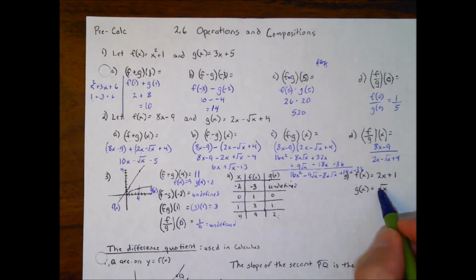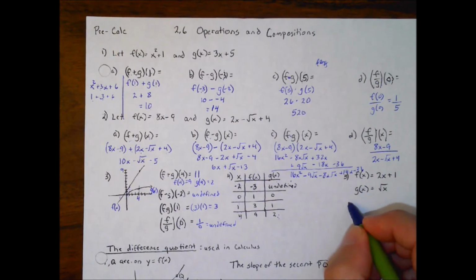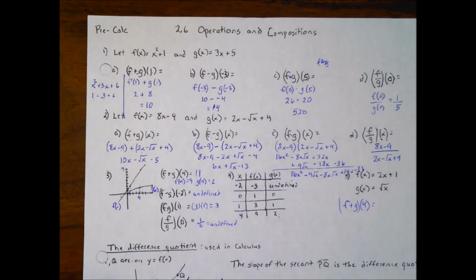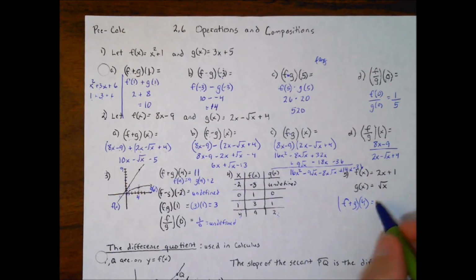Number 5, let's find f plus g of 4. You can pause the video and try and find that. Okay, f of 4 would be 8 plus 1 makes 9. And g of 4, square root of 4 is 2. Gives you that.